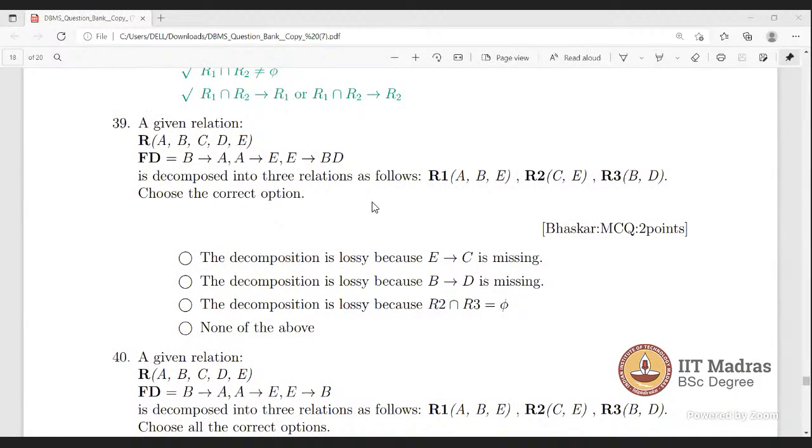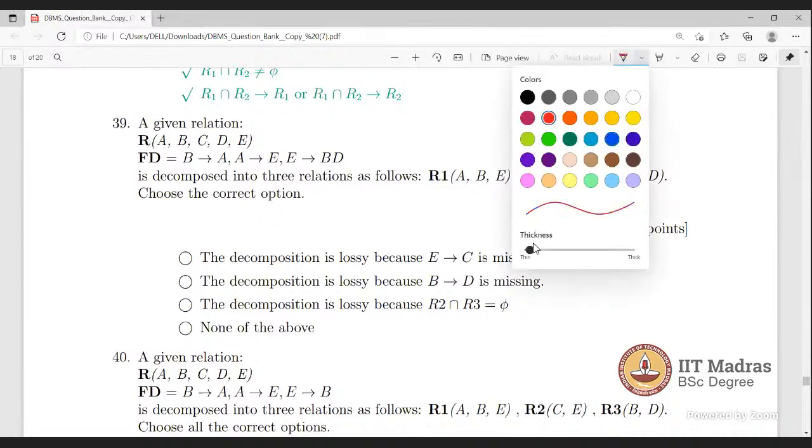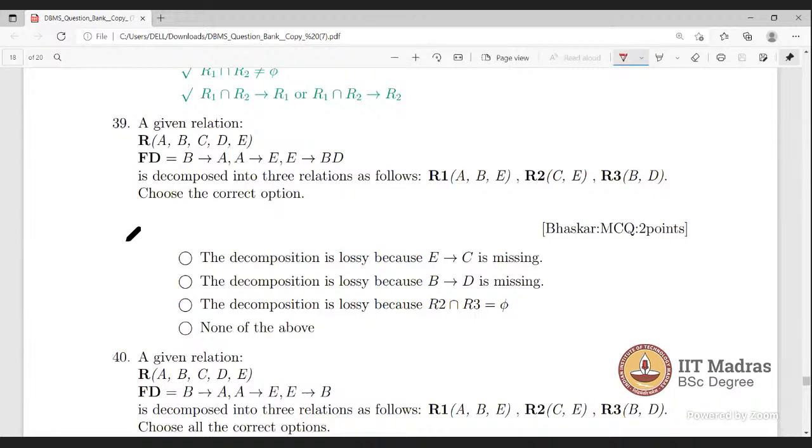Can you tell me what was the doubt that you were having on which you answered it wrong? It would be good for us to discuss that. Otherwise, I will just go through the whole process. I saw that third option, R2 intersection R3 being null set, and based on that I chose C. Yes, R2 intersection R3 is null set, that is fine.